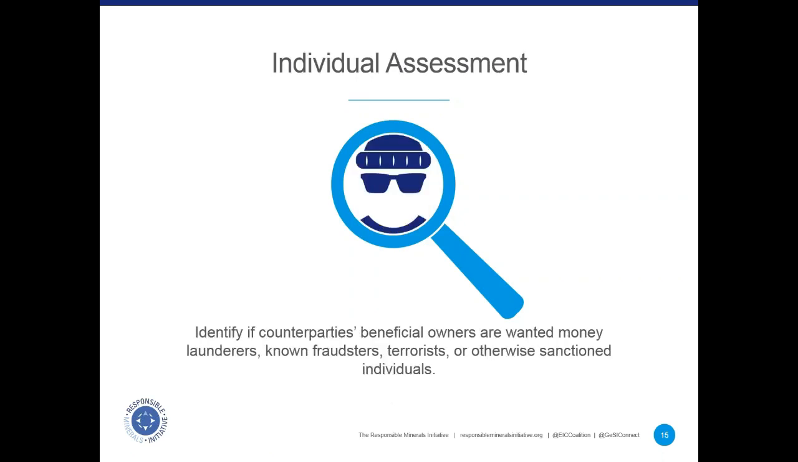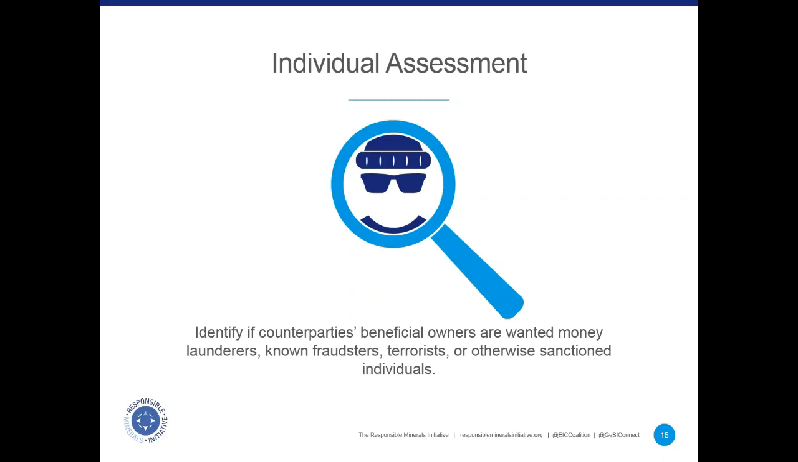The final point in the pyramid is for a refiner to identify if counterparties' beneficial owners are wanted money launderers, known fraudsters, terrorists, or otherwise sanctioned individuals. This information is available on sanctions lists at the national and international level. Engaging in business activities with entities wanted for these crimes or appearing on a sanctions list is not just against the standard, but may be a crime in the refiner's jurisdiction. Even if it is not a crime in the refiner's jurisdiction, it may be so for the refiner's customer.